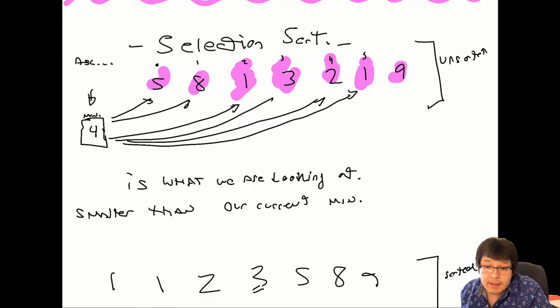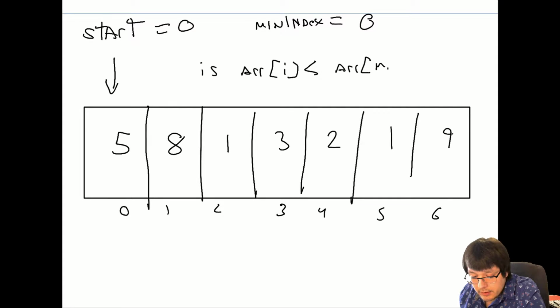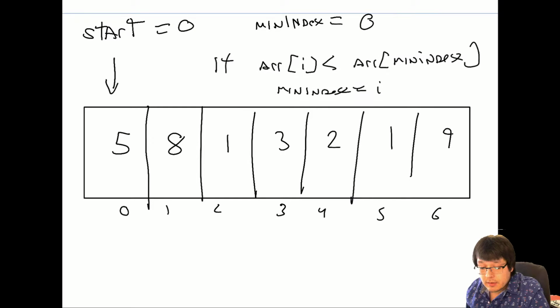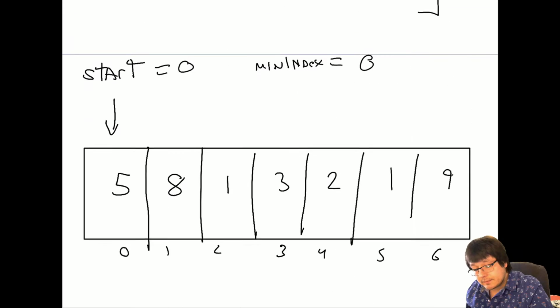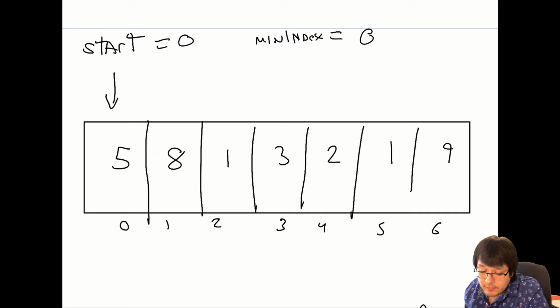That is what we're looking at: is AR sub I smaller than our current minimum? So is AR sub I smaller than AR sub min index? Okay? And if it is, then we go ahead and replace it. So min index is going to get I. Okay, that's pretty much all there is to it. I'll put it down here. As we run this, we will see that min index is again going to have the value of 2 in it.